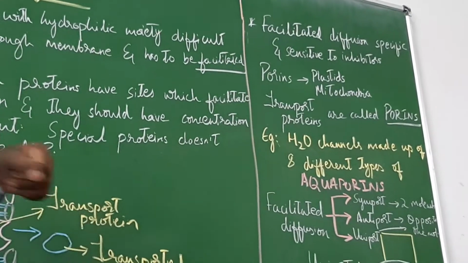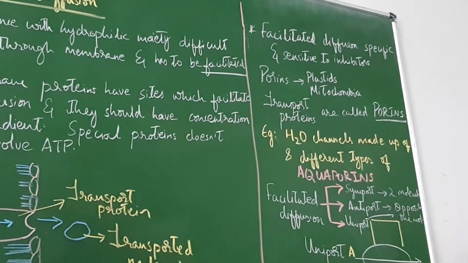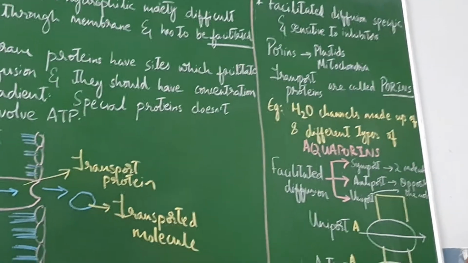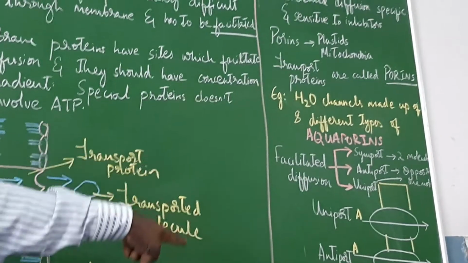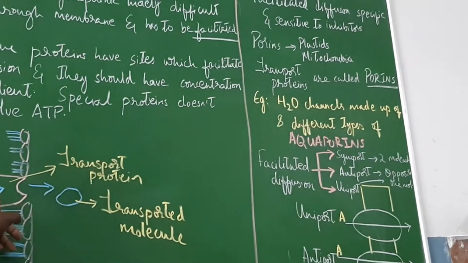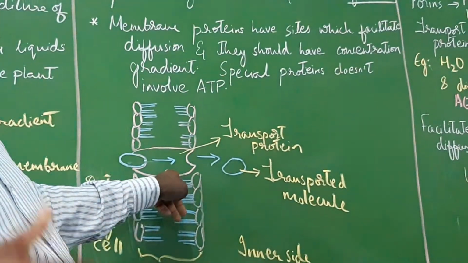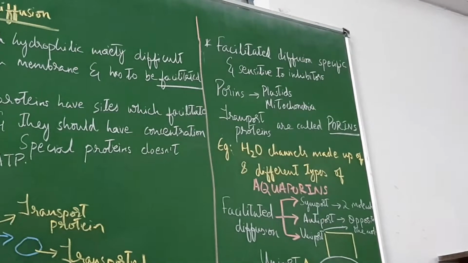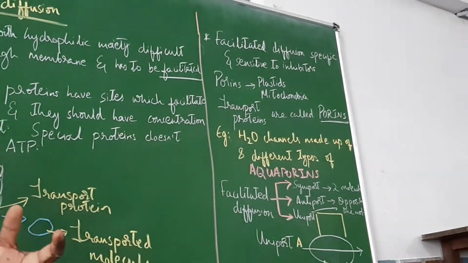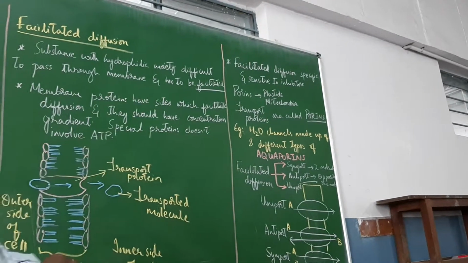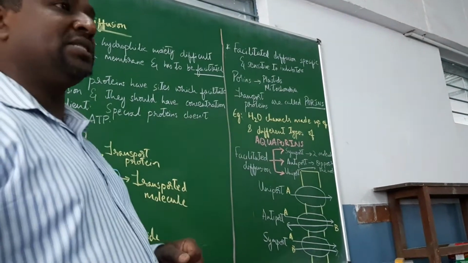Okay. So what are porins? Porins are found on the plastids and mitochondria. They are proteins, transport proteins. What do you call these transport proteins? Porins. So now they have given an example. The water channels for conduction of water are made up of 8 different types of aquaporins.